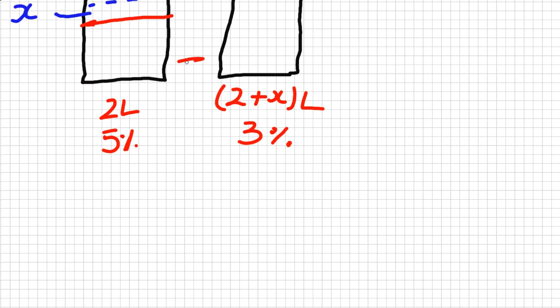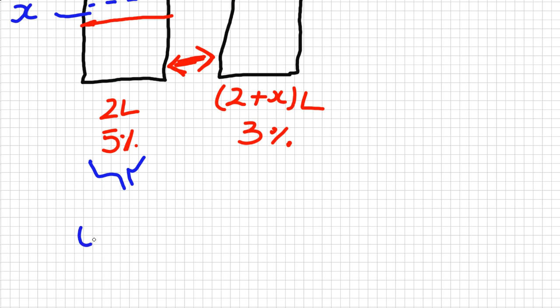The only thing that changes between the two vats here is the amount of water, but not the amount of cordial, just the concentration. So what we can then say is between these two situations, there's the same amount of cordial. So we can work out how much cordial is in this first vat, which is 5% of 2 litres.